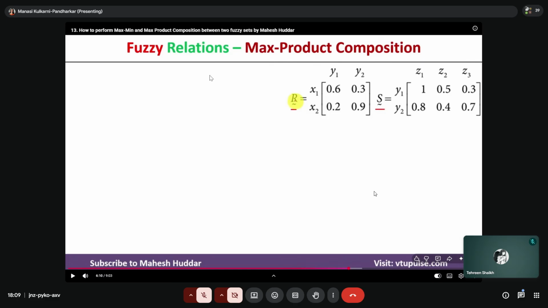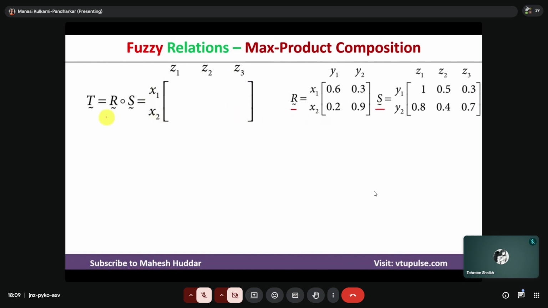So let's go for the next same problem statement. Nothing changed, but instead of the max-min composition, we are going to find out the max product composition. So let's see this one. Relations R and S here. This is how the resulting fuzzy relation looks like once you perform max product composition here.